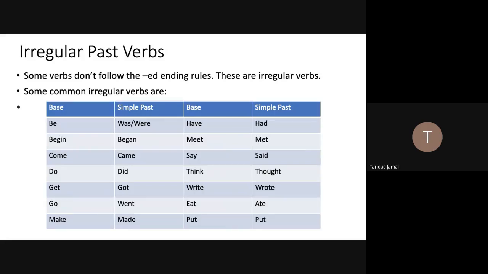I want you all to go through it, read it to yourself, look at the base, and then look at the simple past. All right. And then also, I would suggest that you take a note and write it down and try to put that in your head. You need to have that in your mind all the time so that you know right away that do is not dude. It's not just add ed. Do is did, right? Go is went, right?